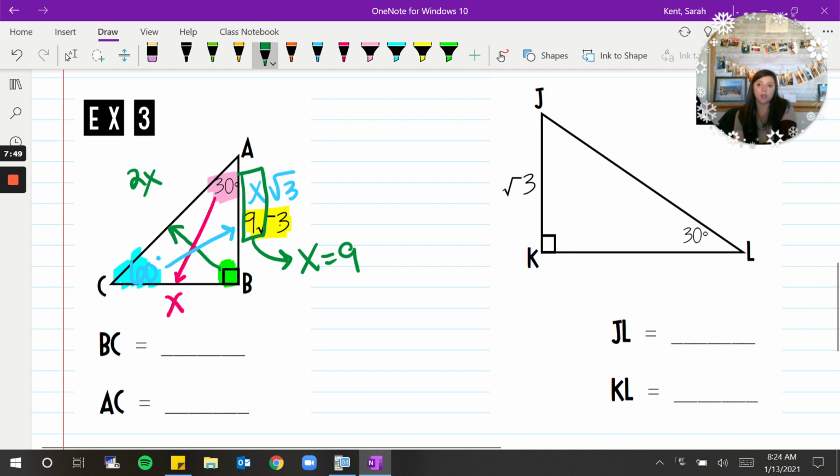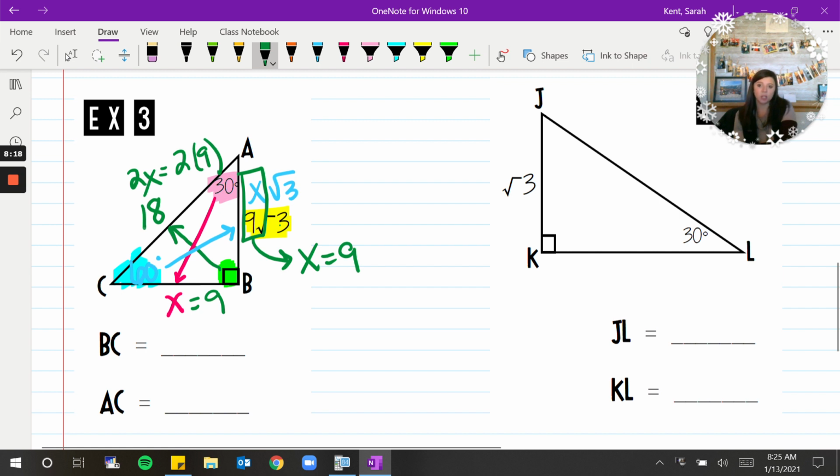So now I need to go and plug in 9 for x. So here at the bottom I have plain x, so that x will equal 9. And then on the hypotenuse, I've got 2x, so I want to plug in 2 times, take out x, and plug in 9. And 2 times 9 gets us 18.